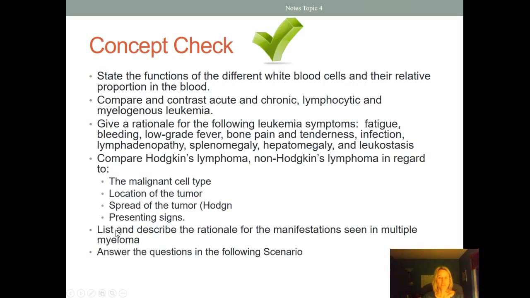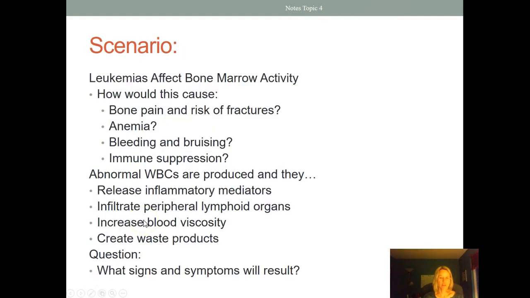Okay, you should take a look at this concept check and make sure that you can answer all these questions. And then take a look at the scenario about how leukemias affect bone marrow activity. How would they cause bone pain and the risk of fractures? How would they cause anemia? How would it cause bleeding and bruising or immune suppression?